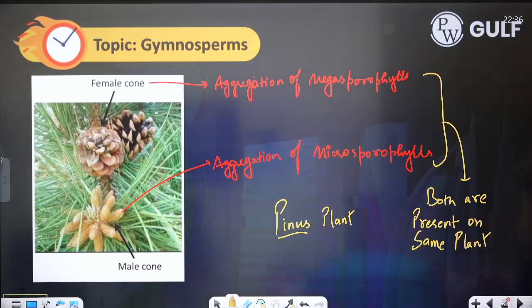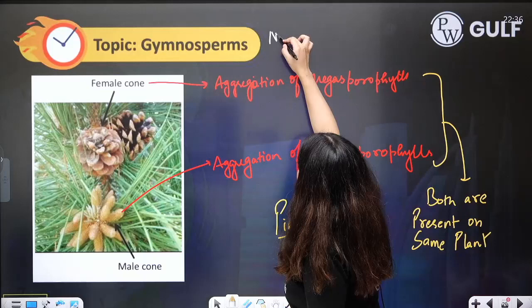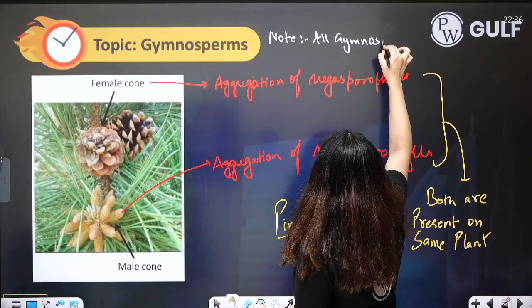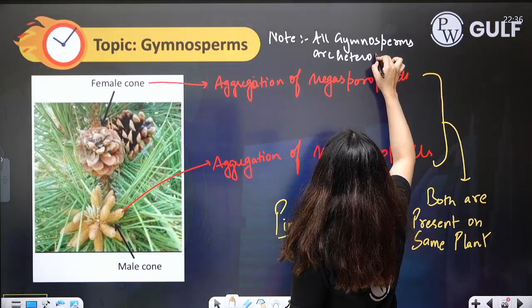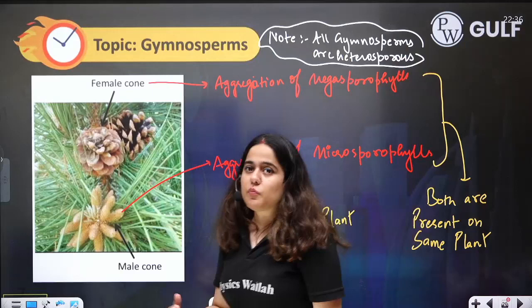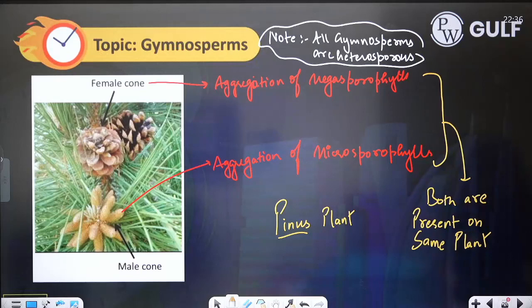There's a note here, beta. Remember, all gymnosperms are heterosporous. They produce two types of spores. They were the first plants that produced two types of spores, which means all the plants produce two types of spore, whereas in pteridophytes only a few produce two types of spore. But in gymnosperms, they were the first in which all the members produce two types of spores.